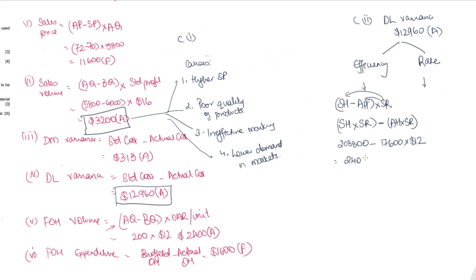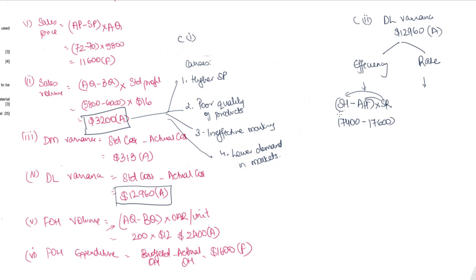So 2,400 adverse. There's an alternate way of also doing this. If you don't want to actually open up the brackets and do it in this way, there is another way of also doing it. Let me show you that also. The standard hours required to produce 5,800 units of output will be 5,800 into 3 hours per unit. So 17,400 is the standard time that should have been taken.